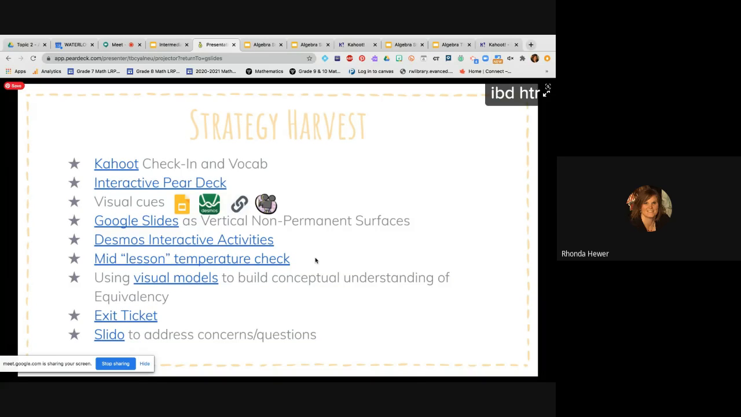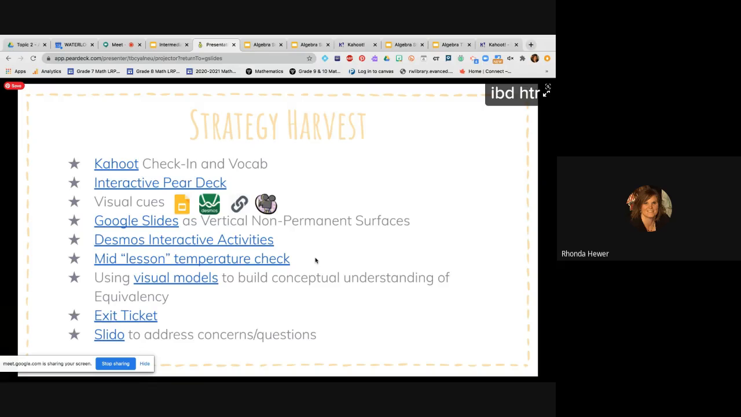Okay, this is a super quick strategy harvest. These are some things that we've done today. We're just making it explicit because we're trying to also model for you how you would be working with your students. So we did a quick check-in Kahoot to make sure that you had good vocabulary. We used interactive Pear Deck. I don't know if you noticed the visual cues, but that is huge for students with executive functioning issues. If you just have an extra visual cue for them so they know, oh, this is going to be on a Google slide. Oh, there's a link.